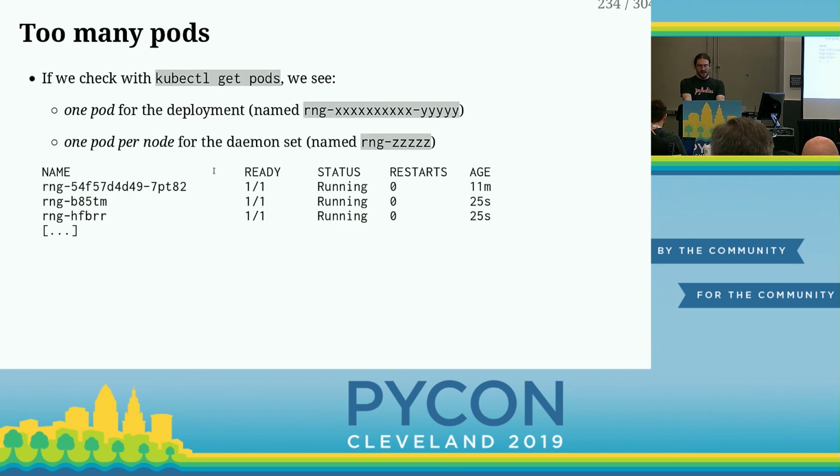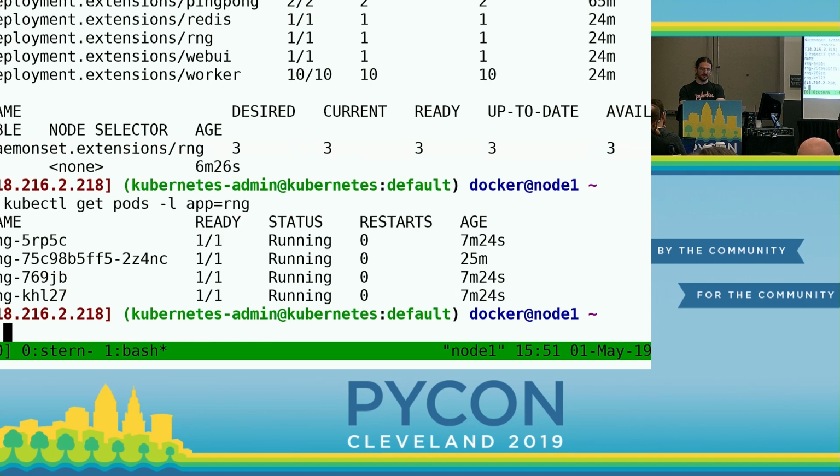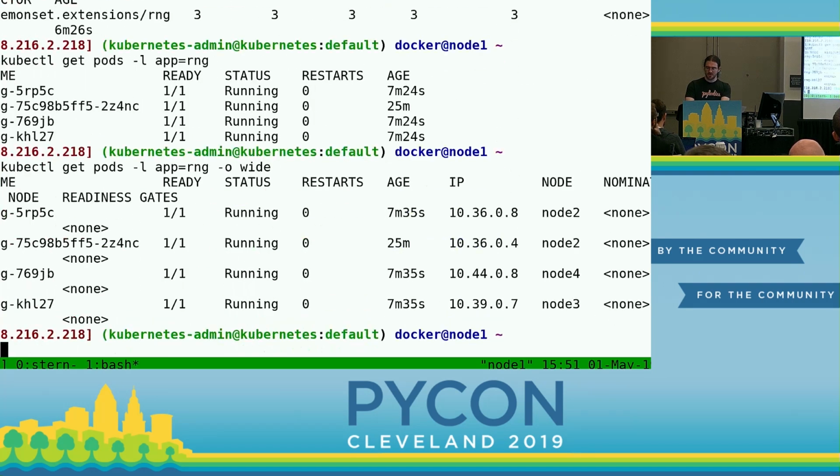Another thing is that the goal of the daemon set is to create one pod per node. One pod per node. Let's look again at the RNG pods. I have 4 pods and I have 4 nodes, but if I look again, I'm going to use -o wide to see on which node they are running.